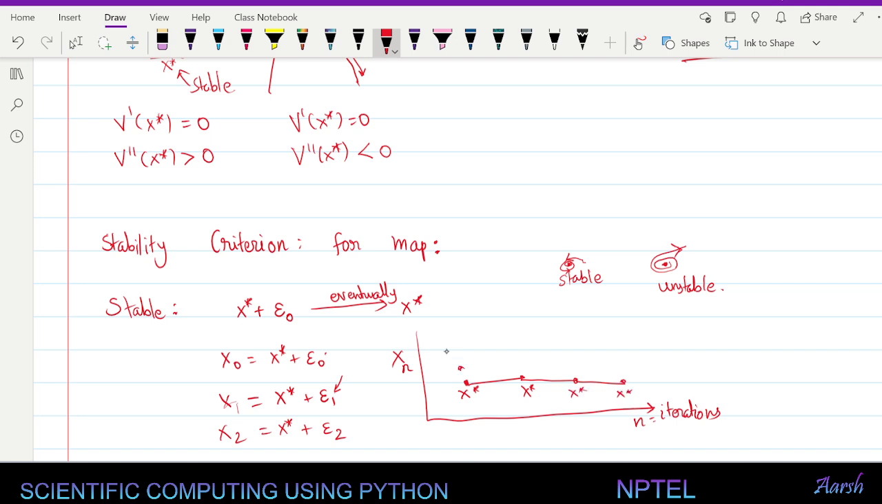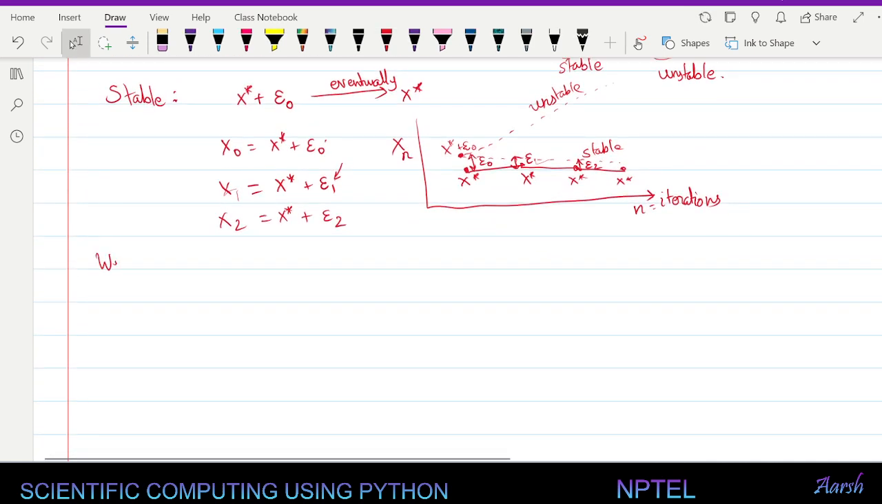So if you start from x star, you are just staying there. But now let's start at x star plus epsilon naught. Then either you can go away from x star, in which case x star would be unstable, or if you go close to x star, then it's stable, right? So this is epsilon 1. Then this distance is epsilon 2, etc. So we want epsilon n going to 0 as n tends to infinity, right?